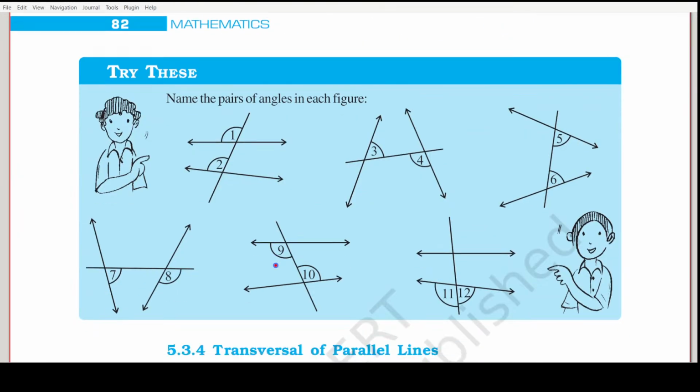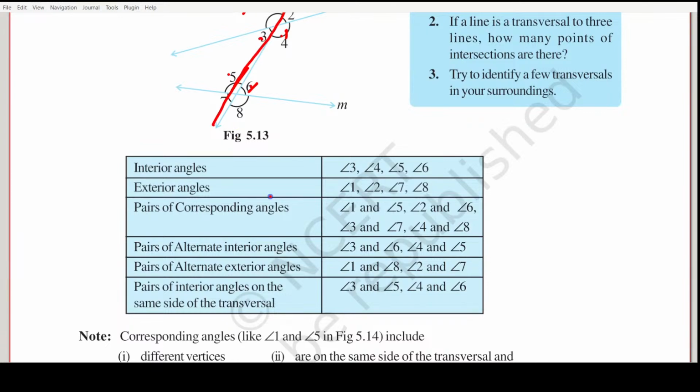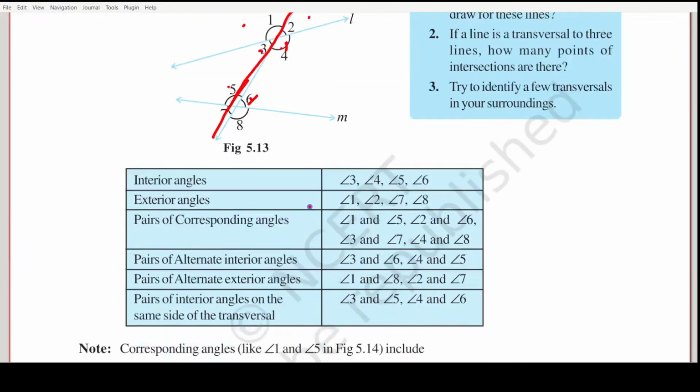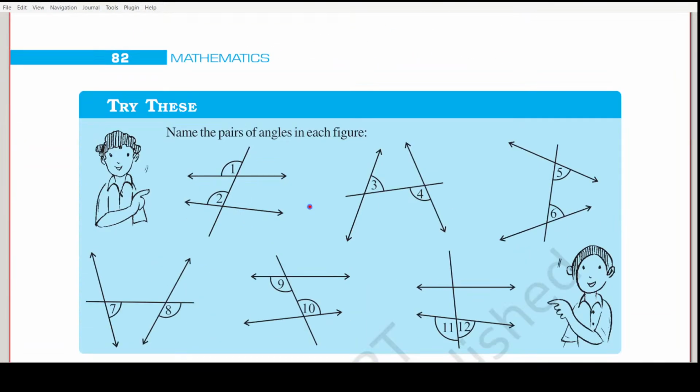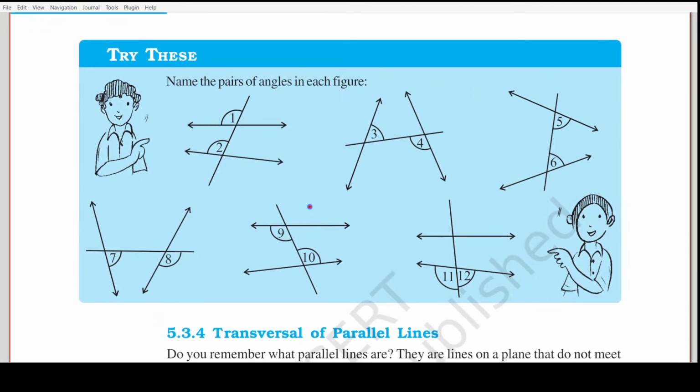Now tell me, what are this 1 and 2? Just open your book, open this page. You see this page, and tell me here, what exactly are this 1 and 2? Where? Just don't get confused. Open this page.